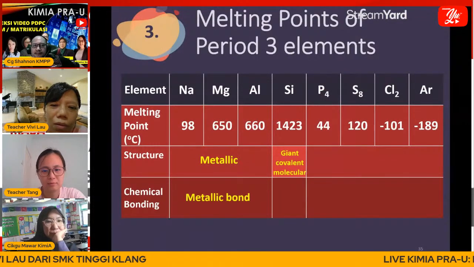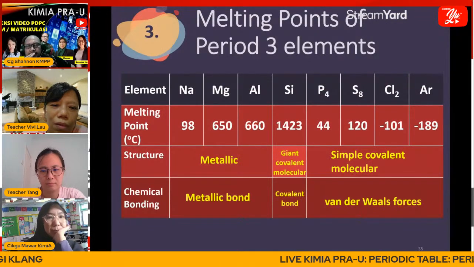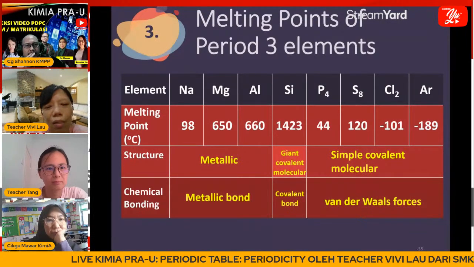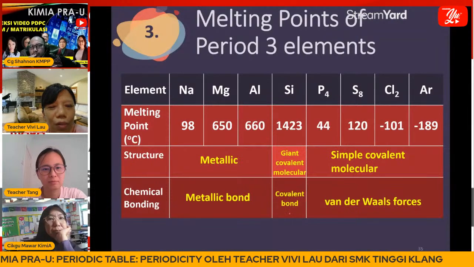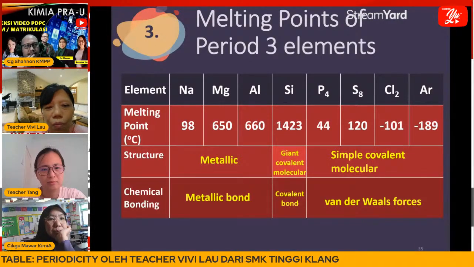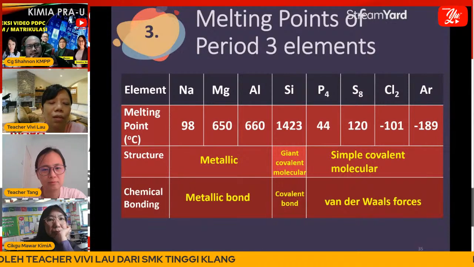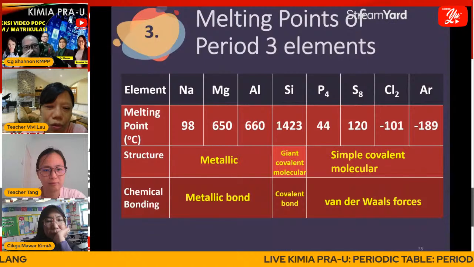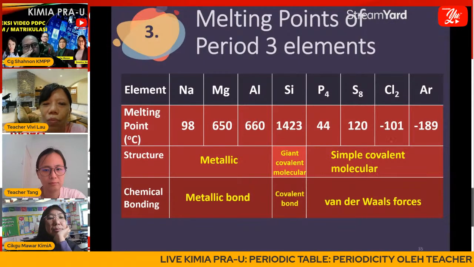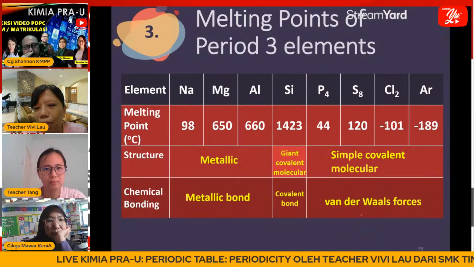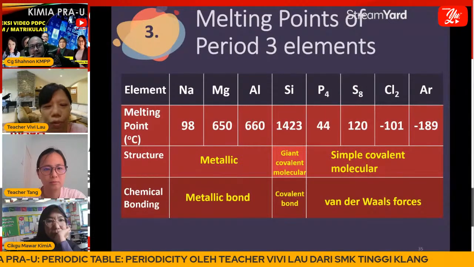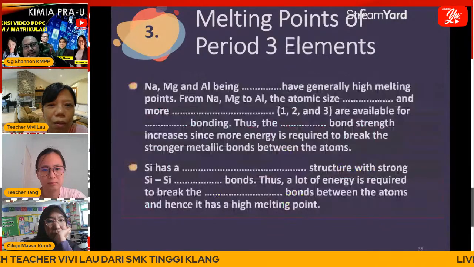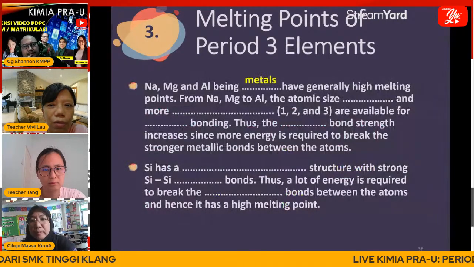So the bonding in the metals is metallic bond. This is the bonding you need to overcome for the solid to melt. For the giant covalent, you must break the covalent bonds. For the simple molecule, you just need to overcome the weak van der Waals forces. That's why it has a lower melting point compared to the others. So these are the explanations.